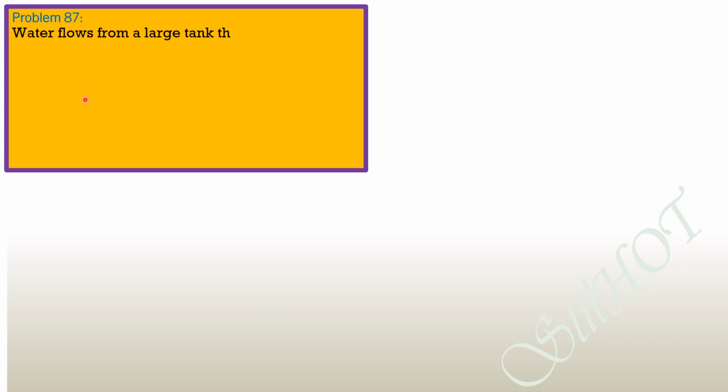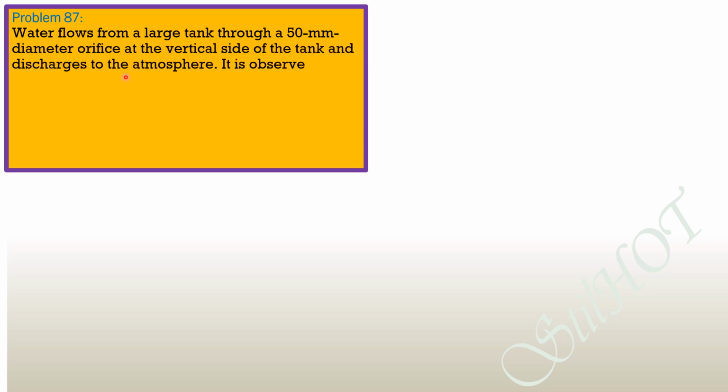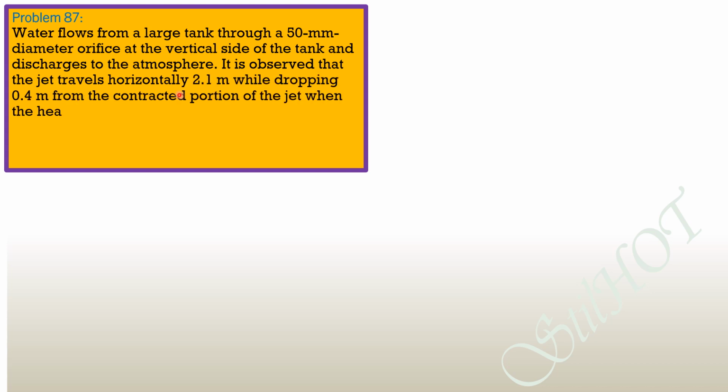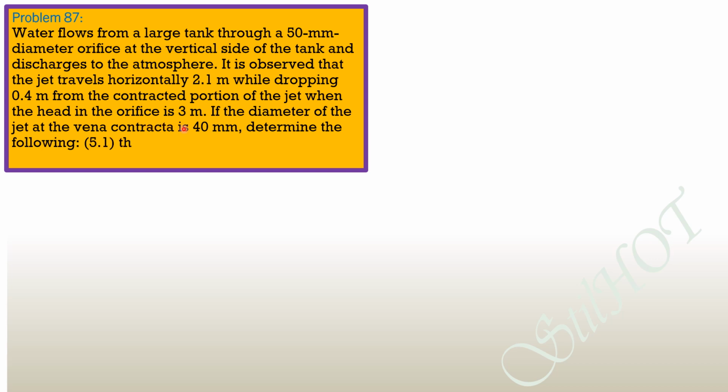87. Water flows from a large tank through a 50 millimeter diameter orifice at the vertical side of the tank and discharges to the atmosphere. It is observed that the jet travels horizontally 2.1 meters while dropping 0.4 meter from the contracted portion of the jet when the head in the orifice is 3 meters. If the diameter of the jet at the vena contracta is 40 mm, determine the following: the actual flow rate in liters per second, the coefficient of velocity, and the power lost in watts.